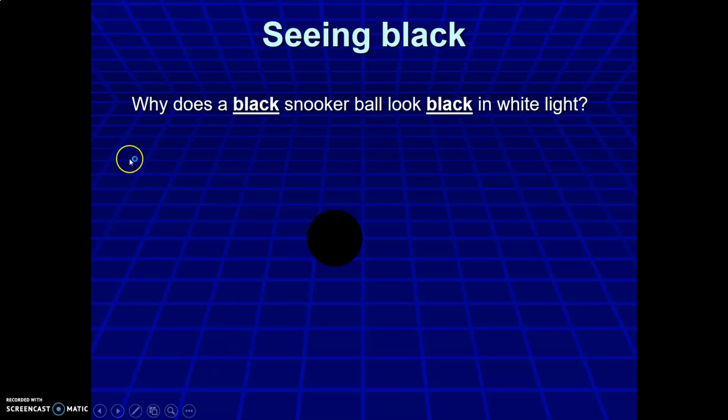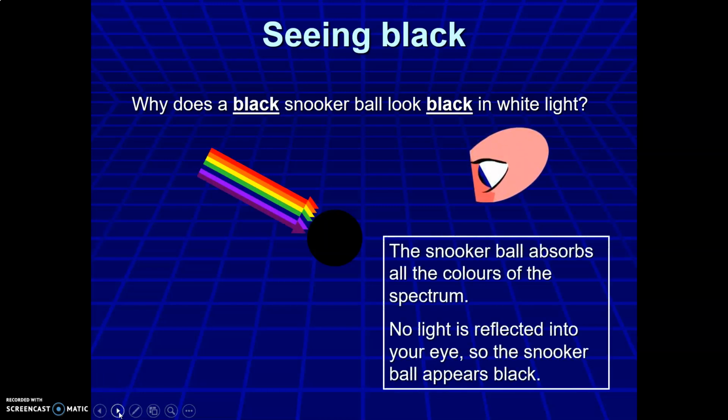Again, the spectrum colors fall on the object, which is black, and guess what? This time, nothing is reflected. It's all absorbed. That's why you don't see any colors. It appears black. So the snooker balls absorb all the colors of the spectrum, and no light is reflected into your eye, and that's why something appears black.